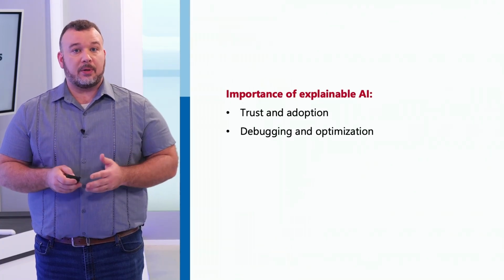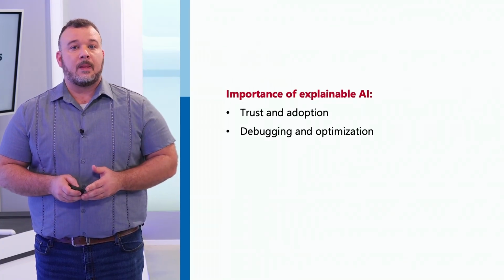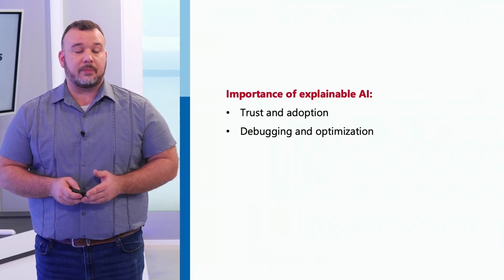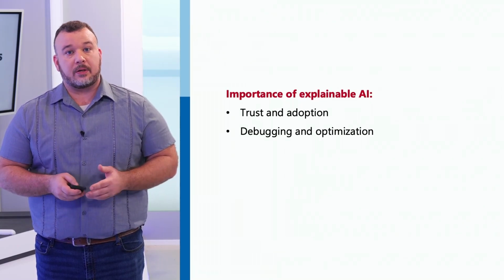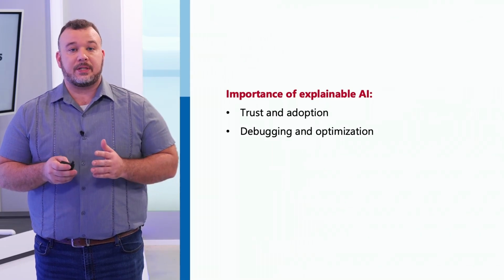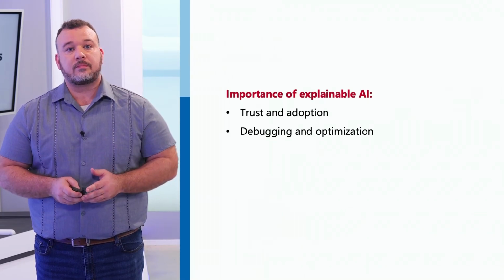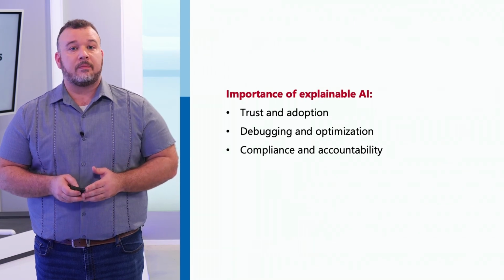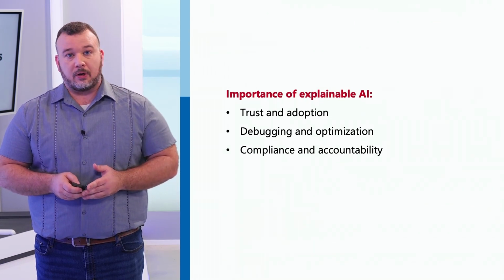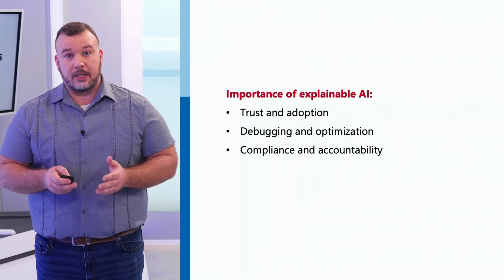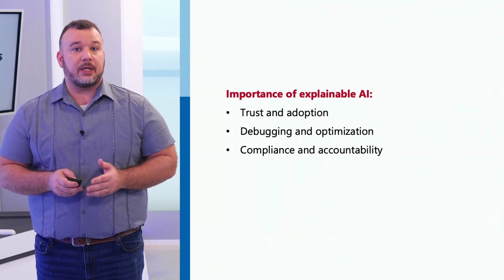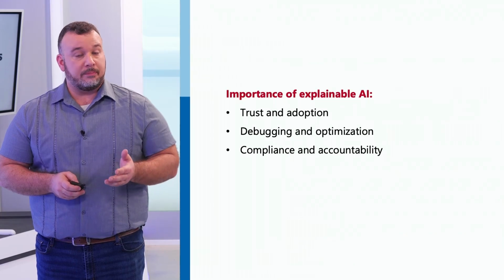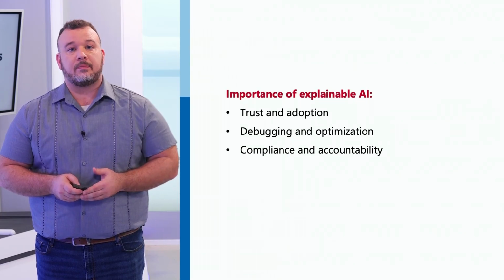Then there's debugging and optimization. Explainability helps engineers identify errors and optimize performance. Without insight into model operations, troubleshooting becomes significantly harder. Then we have to talk about compliance and accountability. Regulations like GDPR and the AI Act in the EU require transparency in automated decision-making. Explainability ensures models meet these compliance standards.